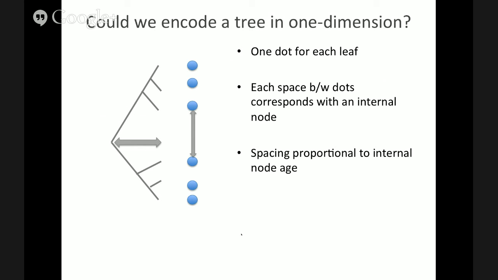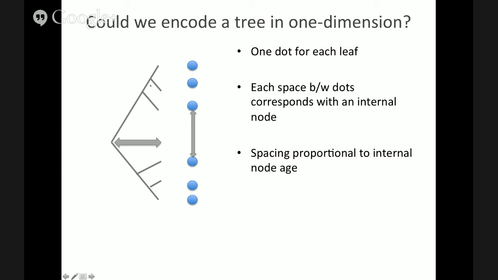You can think of it as the spacing between any two neighboring nodes corresponding to the most recent common ancestor of those two leaves. And then we could make the spacing between those dots proportional to the age of that internal node. And just that very simple definition gives you a good approximation of the tree.